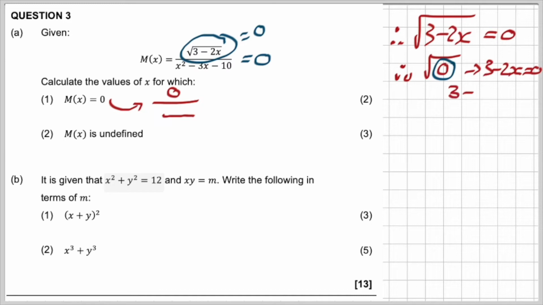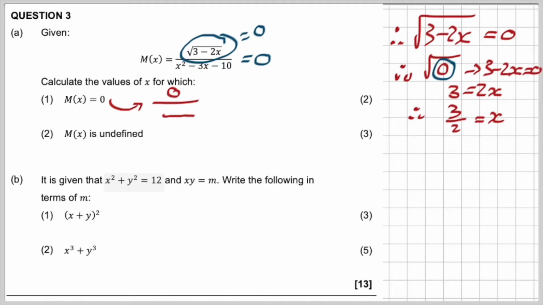Therefore, I'm just going to solve that with a normal linear equation. So x must be 3 over 2. Boom, that's why it's only 2 marks. The A2 question now comes from being undefined. Where is m of x undefined?